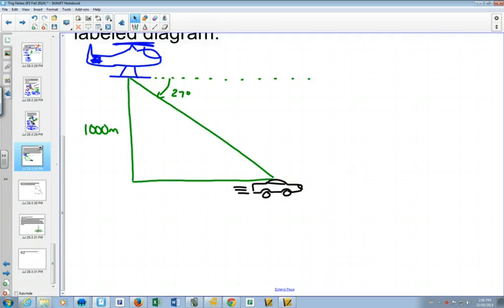And then this car in 5 seconds, 1, 2, 3, 4, 5, ends up right there. It goes a little bit further. I'll show that by drawing a line a little bit further. And now the angle of depression is 25 degrees.